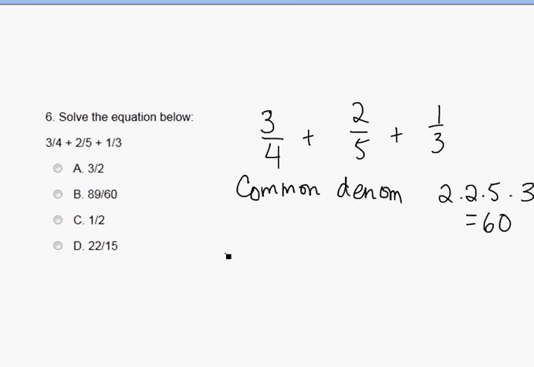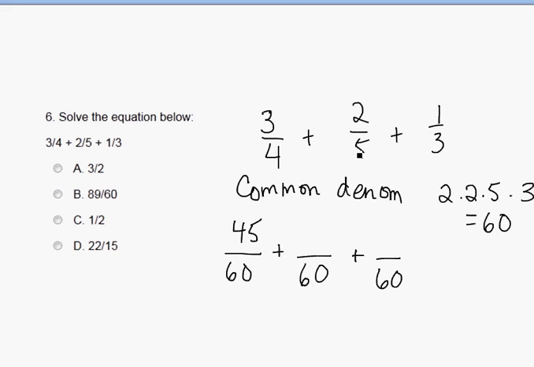And so I'm going to try to write each one of these numbers as some portion of 60. And so to do that, I just ask myself, what would I multiply 4 by to get to 60? Of course, we already know what we'd multiply 4 by to get to 60, because we knew that if we had 4 times 5 times 3, we got 60. So it's clearly 5 times 3. So if I multiply this denominator by 15 to get to 60, I have to multiply the numerator by 15 too. So 3 times 15 is going to give me 45. So 45 over 60 is equivalent to 3/4, with 60 as the denominator.